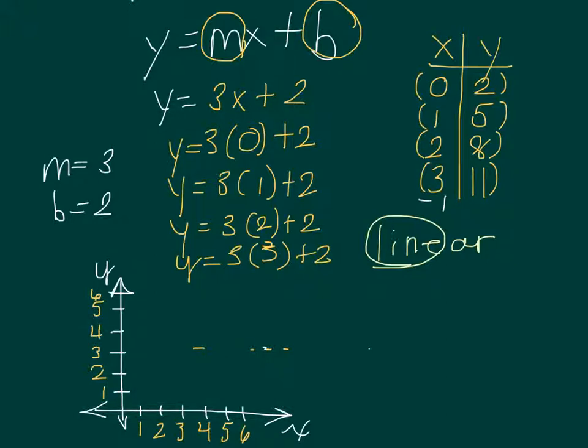So looking at my coordinates, my first coordinate, here's the origin, is 0, 2. So that's my first one right here. Next one is 1, 5. And my next one is 2, 8. I don't have room on my graph for that. So I'm going to go ahead and draw my line. So here's my line. And that is how you graph a linear equation. Again, this is slope-intercept form, graphing a linear equation.